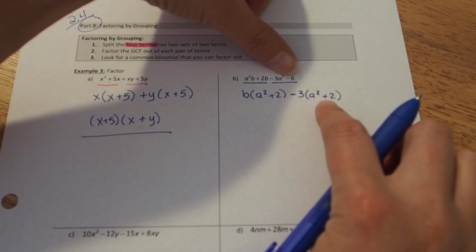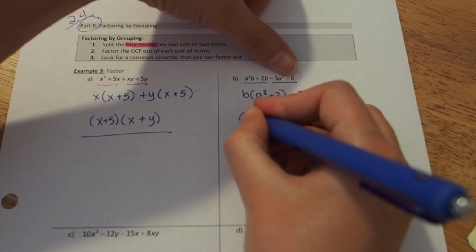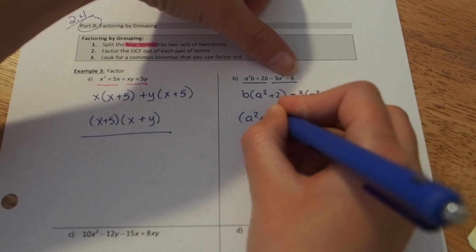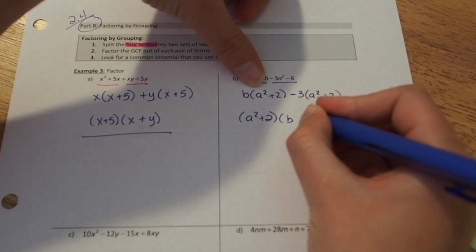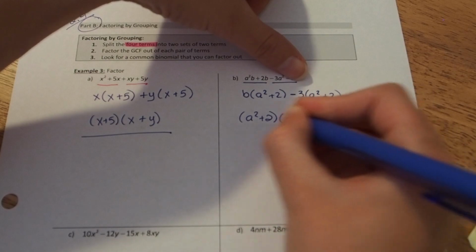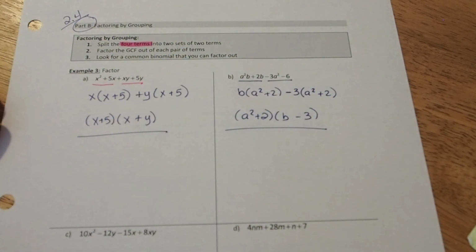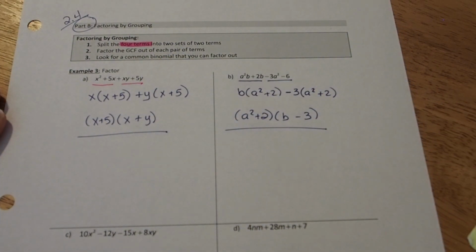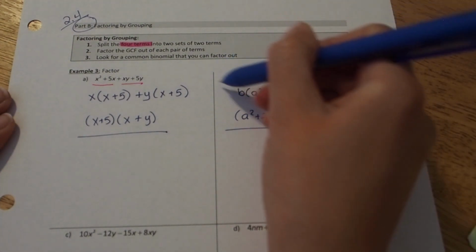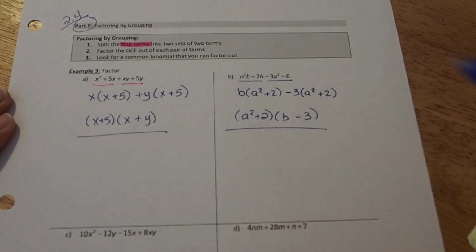My binomials are exactly the same, so I can factor out the binomial a squared plus 2. In the first term, it's going to leave me with b, minus in the second term, it's going to leave me with 3. So I end up with a squared plus 2 times b minus 3. Check it. If you multiply it all the way out, you will get back to the original if you do all 4 parts of your distribute.